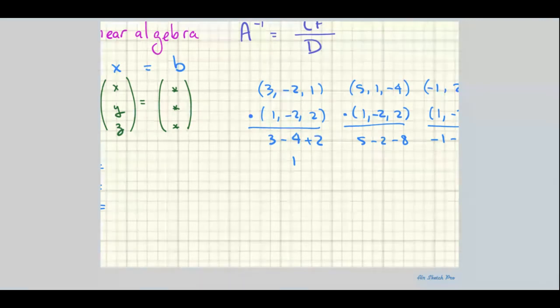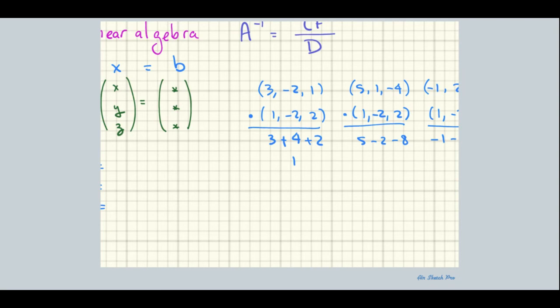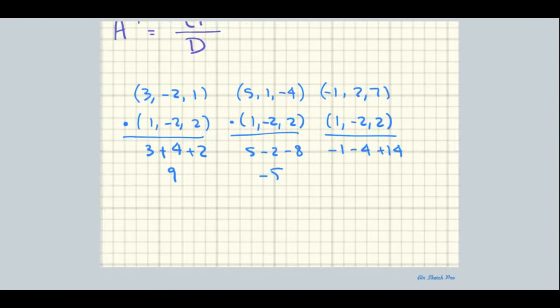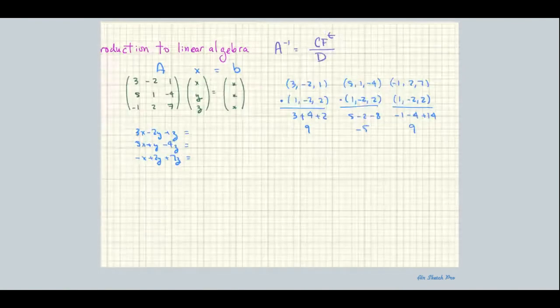That's not right. What's going on? That's +4, isn't it? Okay, so there we go. That's +4, and so that number's 9. 5 minus 2 minus 8, that's 5 minus 10, that's -5, isn't it? And that's 14 minus 5, that's 9 again.